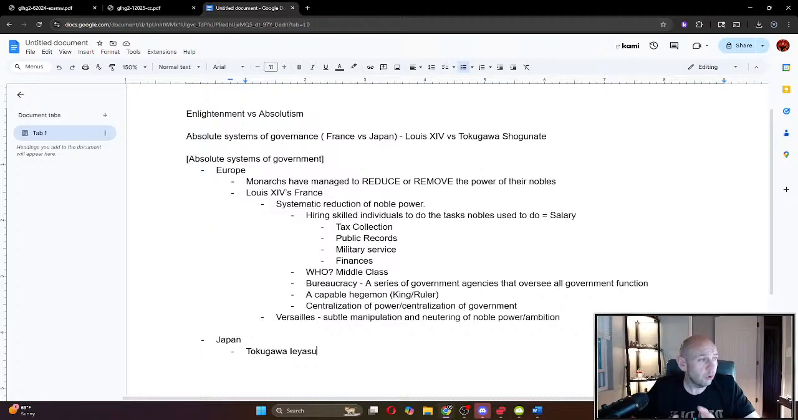But most people just call him Tokugawa, and we refer to the government as the Tokugawa shogunate. So the Tokugawa shogunate is different than every other previous shogunate in Japan. So we should understand a little bit about Japan's social system before we get too much into this.